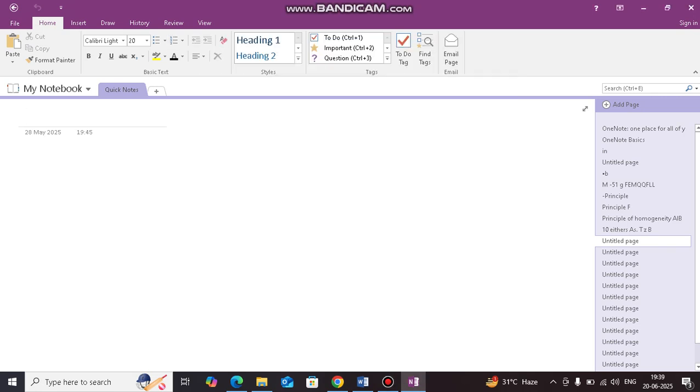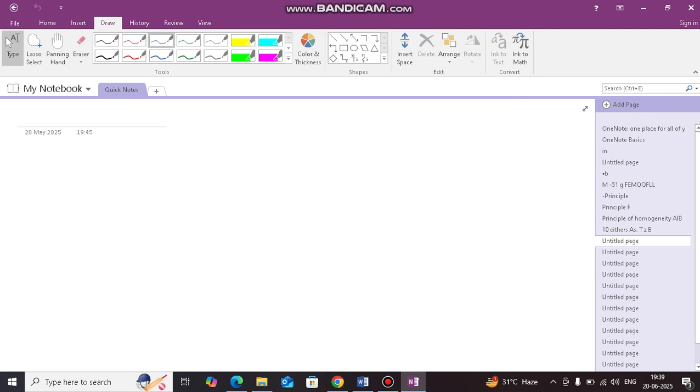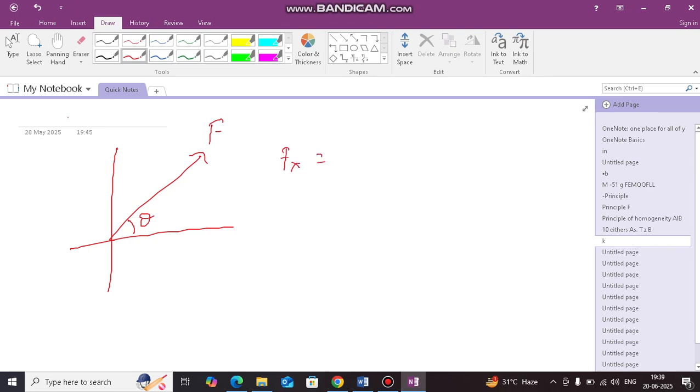Dear students, today we'll try to understand how these components of vectors are calculated. Suppose I take some force F, and let us say this is the horizontal angle theta. Then the X component will be in this direction, and the Y component will be in this direction. So Fx will be F cos theta, and Fy will be F sin theta.